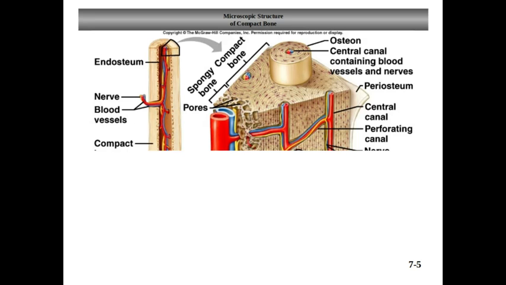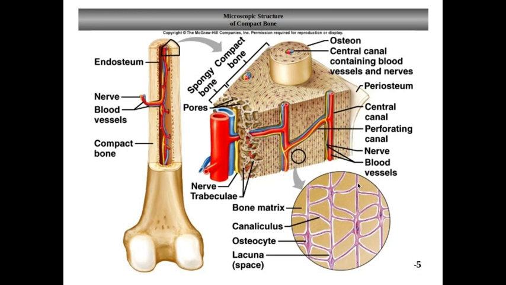So you have the endosteum, and I know your picture is in black and white, but you can always go back to this recording and pause and look at it. So you have the endosteum here. This is just showing a nerve and blood vessels. This is pointing to the compact bone.